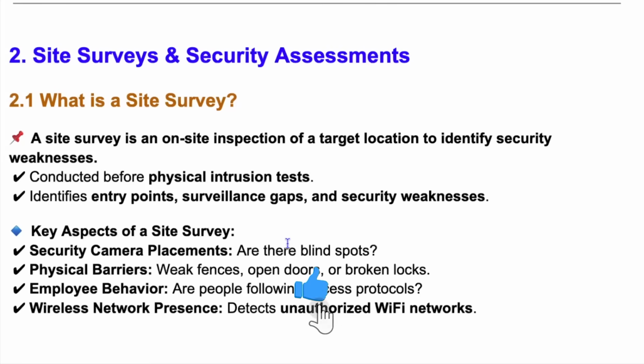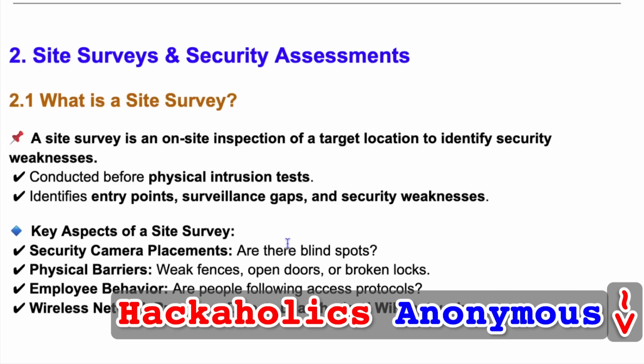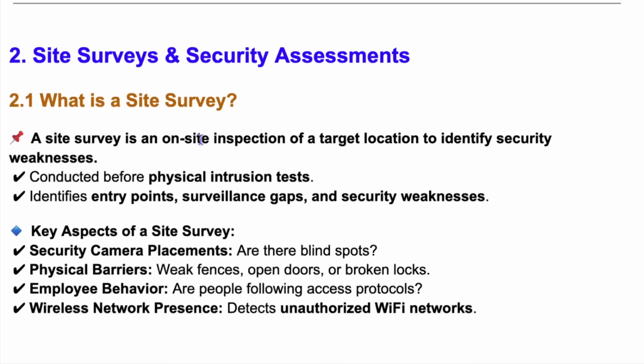All right, before you do your actual physical entrance tactics, you need to do a survey. This is also known as reconnaissance, right? You would do a site survey, which is another form of reconnaissance, but now you're doing it against the building. It's the on-site inspection of the target location to identify security weaknesses. This is conducted before you do any kind of physical intrusion test, and it identifies entry points, surveillance gaps, security weaknesses, etc.